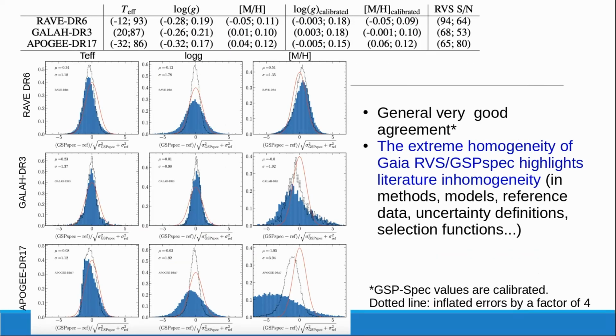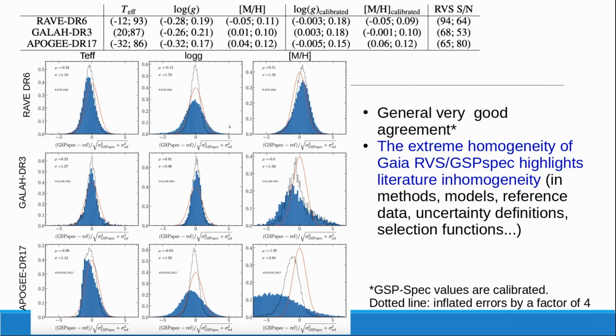This is a statistic test we perform to compare our parameters with those in the literature. In each panel, we compare the parameter of the GSPSpec minus the literature value over the quadratic sum of the errors. If there were no bias between our parameters and the literature, then we should expect this red curve, which is a Gaussian of unity width, sigma equal to 1, and no bias, centered at 0.